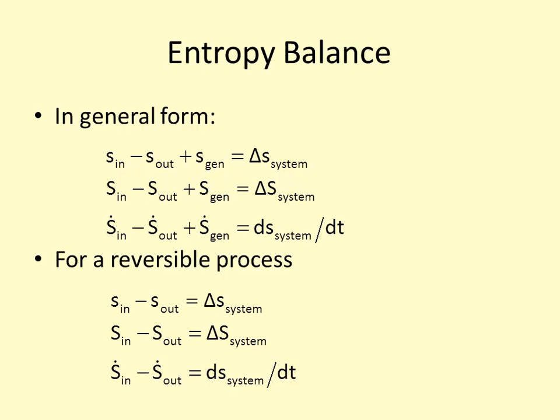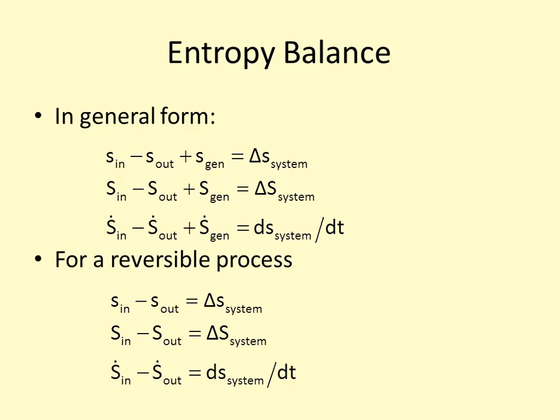Okay, so some different forms of the entropy balance. This is just in per unit mass. This is just in the normal mass form, and then of course the rate form. And we talked about for a steady flow system, this dS/dt is equal to 0. And if it's a reversible process, then all of these entropy generation terms go away. We don't generate entropy during a reversible process, so it just simplifies down to S in minus S out is equal to the change in the entropy of the system.